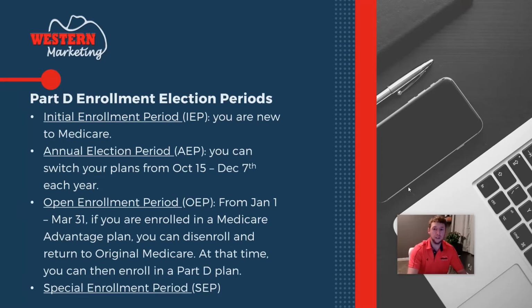The next one is the annual election period. This will come around each year between October 15th and December 7th. This is when you will shop your current clients' plans because the plans do change each and every year. So you will try to find the best fit for them going into the following January 1st.